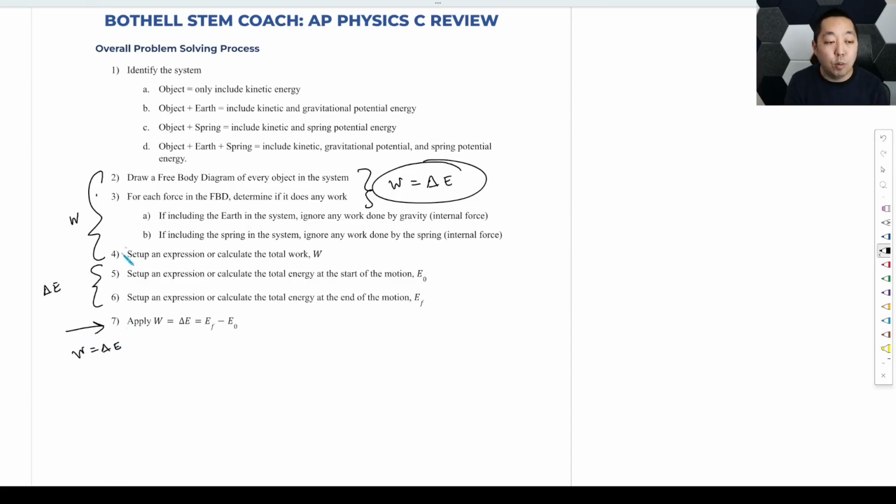Now remember, you still want to do all these steps. So draw that free body diagram, and determine if it does any work based on the work calculations, right? With that dot product, is the force perpendicular to the displacement? Is it parallel? Is it internal to the system? That kind of thing. We calculate the work, calculate the initial and final energy, and apply energy, which might be conservation of energy if the work is zero. Okay, so that's our general problem-solving process.